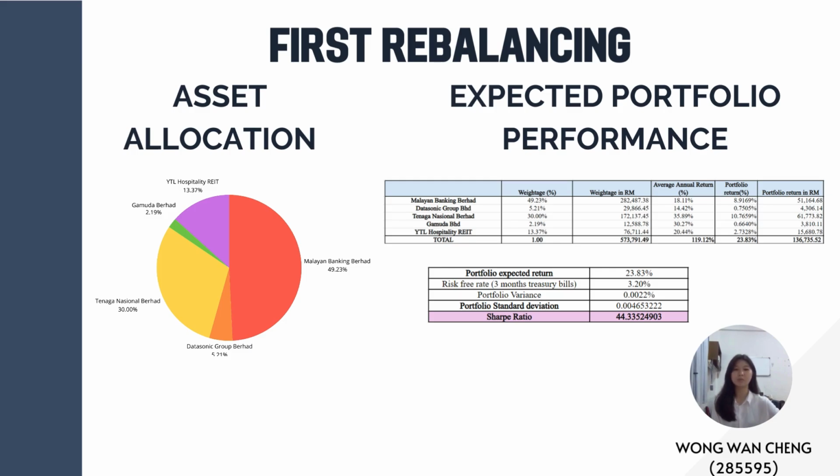Besides, the allocation of weightage to TMB has increased from 11.23% to 30%, because we expect a greater return from this company due to the implementation of the National Energy Transition Roadmap. TMB also achieved the highest return of 61,733.82 with the highest average annual return of 35.89%, while Gamuda Berhad has the lowest return of 3,810.11 ringgit.